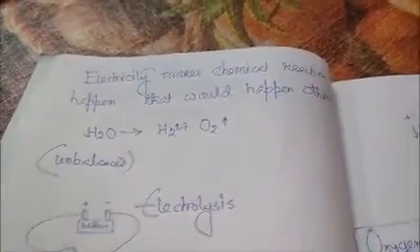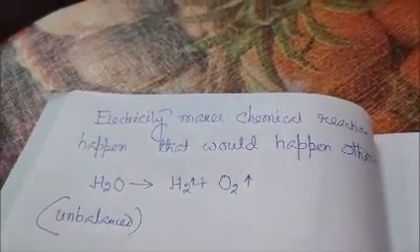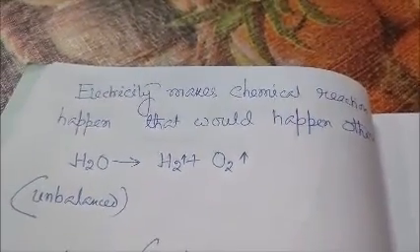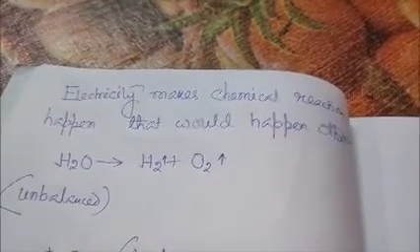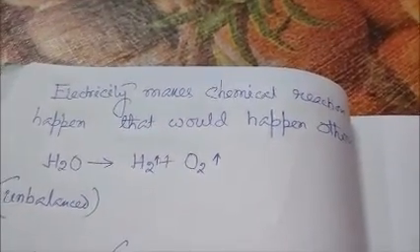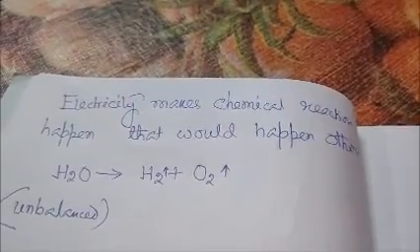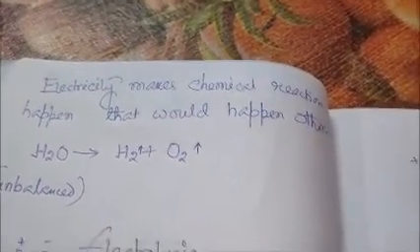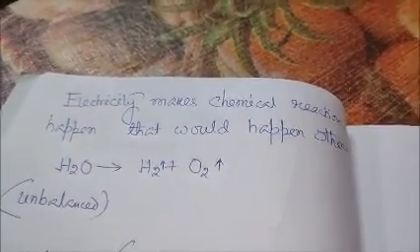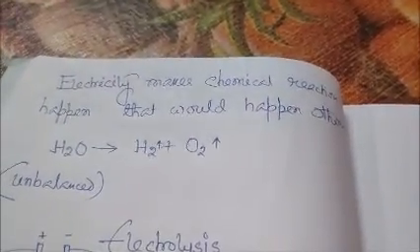Now the second thing I have told you is that electricity makes chemical reactions happen that would not happen otherwise, because we know that there are several types of chemical reaction. Sometimes you require heat, sometimes you require stirring, sometimes you require pressure, or several other properties which are necessary for doing a chemical reaction. So in electrochemistry, this is one type of chemical reaction. Without providing electricity, this chemical reaction cannot happen.